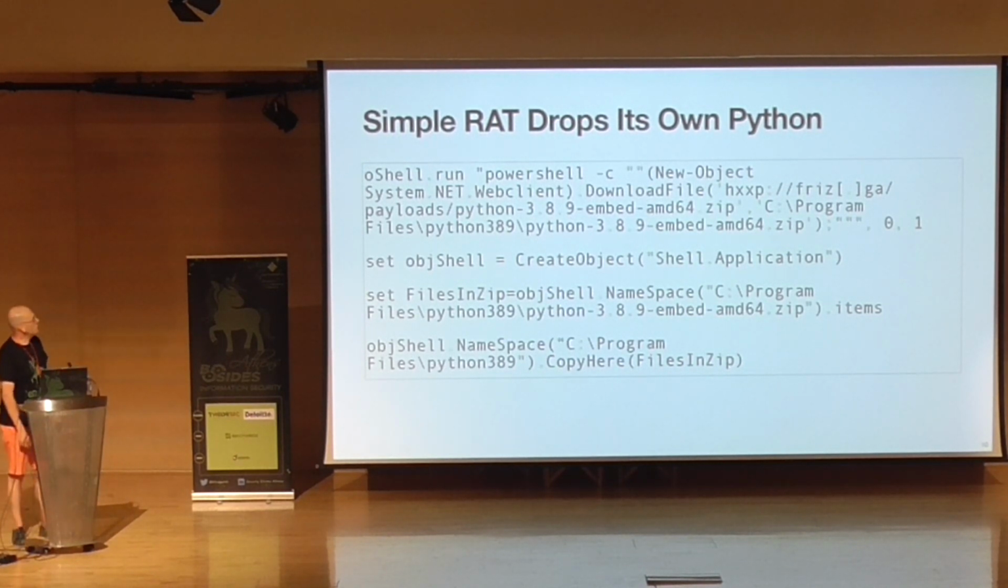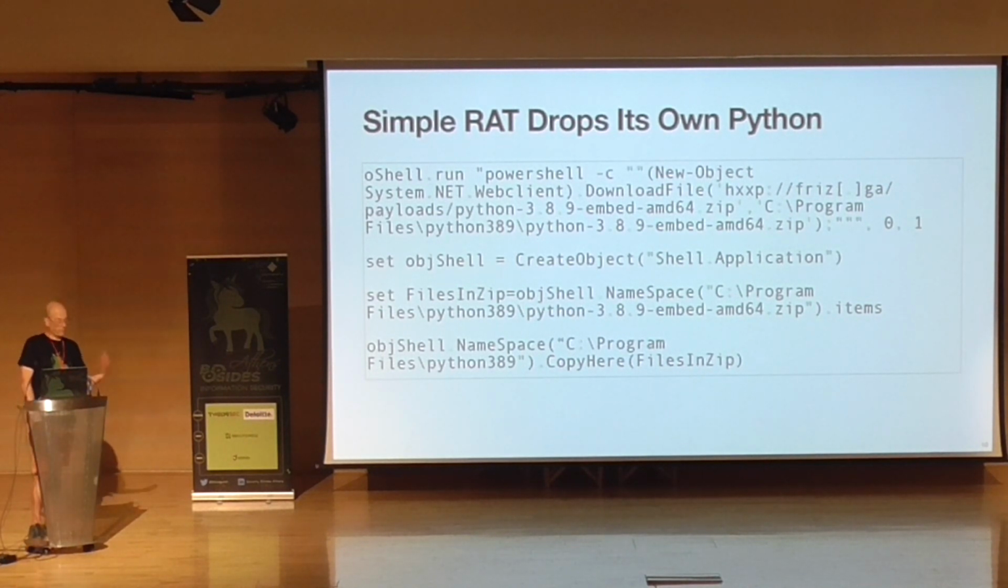The first one, if you would like to execute Python and Python is not available, just download it. This piece of PowerShell, so this is a VBS. It will execute a run object, which will execute PowerShell. PowerShell will download from HTTP, freeze.ga, payloads, Python 3, in a specific file, then create object, shell application, and it will execute it. So using this simple piece of code, from VBS you run a PowerShell, and this PowerShell will download and install Python for you. Piece of cake.